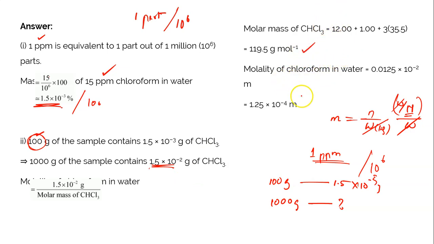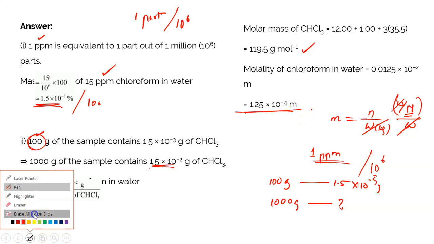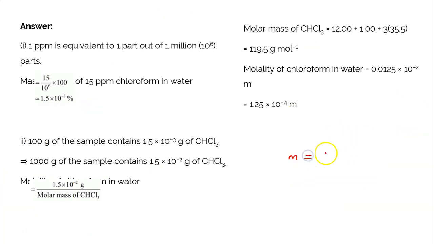Now substituting all the values that you know: 1.5 into 10 power minus 2 divided by 119.5, into 1 by the total mass of the solvent, which is 1000 grams. Simplifying, you will have 1.25 into 10 power minus 4 molality. Molality is represented by small m. I hope you have understood this. One link that you need to remember for sure is that of molality: molality is weight by gram molecular weight of solute into 1 by capital W. All the known values are substituted into this molality formula. Hoping that you have understood this.